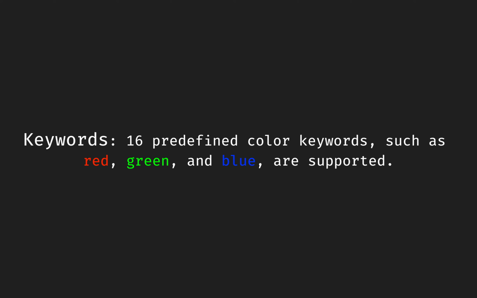The CSS color data type is used to specify the color of an element on a web page. There are several ways to define a color in CSS. So, we have keywords. There are different keywords. We have green, red, blue. These are just normal predefined color keywords that you could have seen somewhere else.